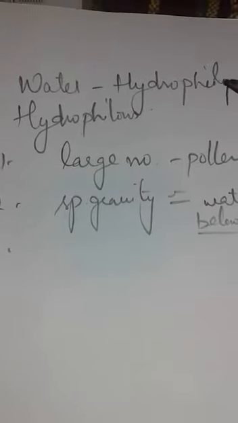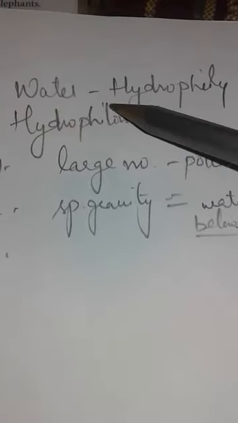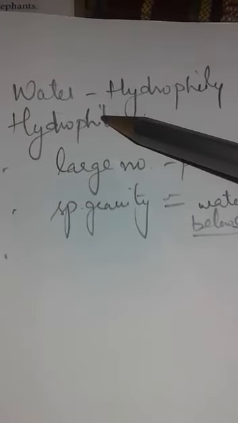Next is the water, hydrophily. If pollination is done with the help of an agency, water, then it is known as hydrophily. Here the hydro word stands for water. And the flowers in which pollination is done with the help of water are known as hydrophilous flowers.